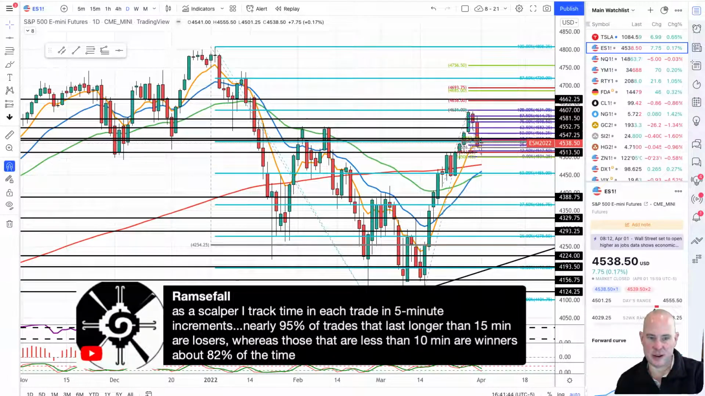So as a scalper, I track time in each of the 5-minute increments. Nearly 95% of trades that last longer than 15 minutes are losers, whereas those that are less than 10 minutes are winners, about 80%. So therefore, based off your entries, you're not going to use those same entries on 1-hour charts, are you? No. They're only scalping entries. Just like there are patterns on a daily chart that I wouldn't trade as a scalper. So your probabilities are based off of your entries and your time frames. So don't mix them up.